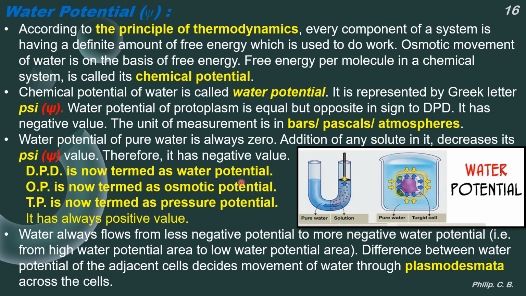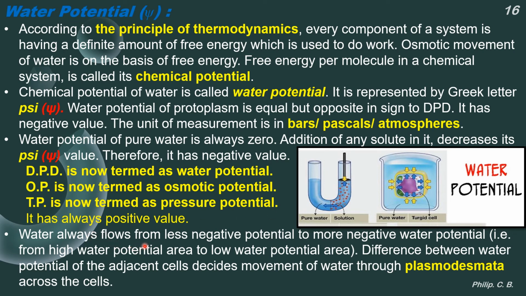Now see how it goes step by step. OP, osmotic pressure, is now termed osmotic potential, whereas turgor pressure is now termed pressure potential. All these changes: from DPD to water potential, from OP to osmotic potential, from TP to pressure potential. Pressure potential has a positive value. In the image added here, you can see pure water, a solution with solutes in it, and the turgid cell which takes up water and swells up. So you can see the water potential.